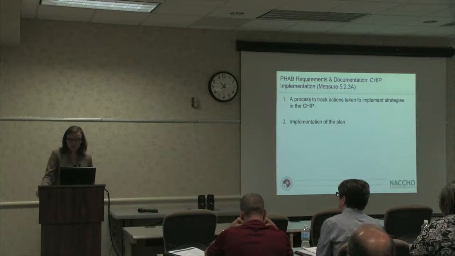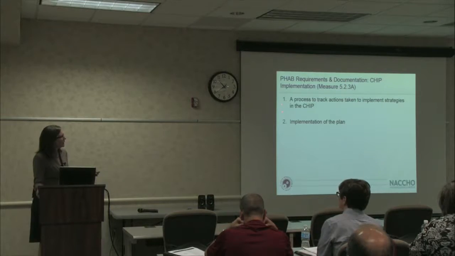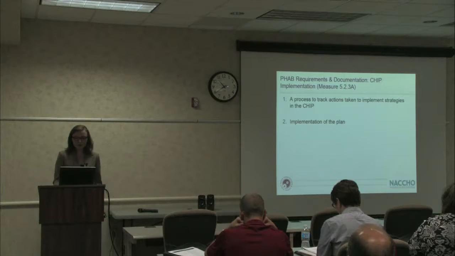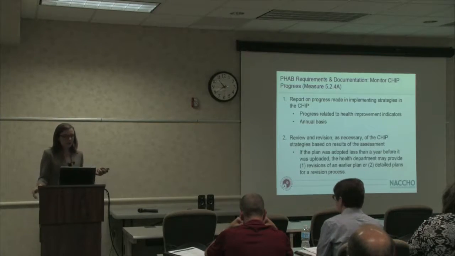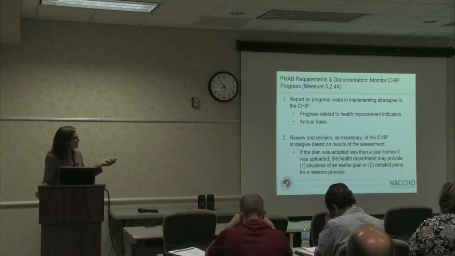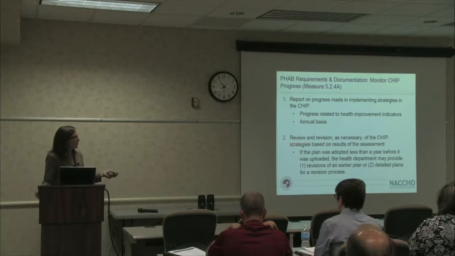And then the last measure in standard 5.2 is to implement the CHIP. So you need a process to track actions taken to implement the CHIP, and then implementation of the plan. So how you're implementing it, how you're tracking what's going on and who's doing what. And then, this is the last one for standard 5.2, monitoring the progress. So you have to report on the progress, and this is newish in 1.5, on an annual basis. And it needs to be related to health improvement indicators, as mentioned earlier. And then there needs to be this sort of annual review and revision.